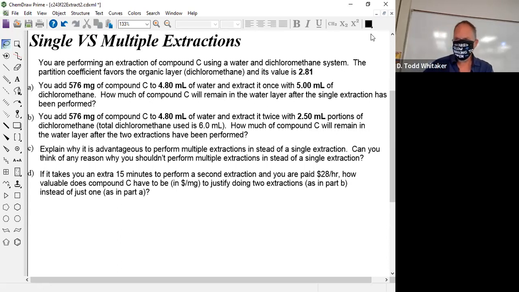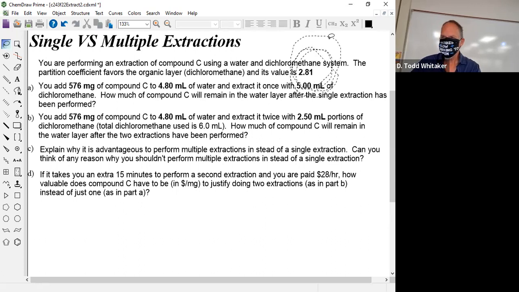Extraction lecture continued. We're going to do a multiple extraction now. And in this type of question, we already know Kp right here, 2.81. Interpretation, please. The solute slightly prefers the organic layer. Good.